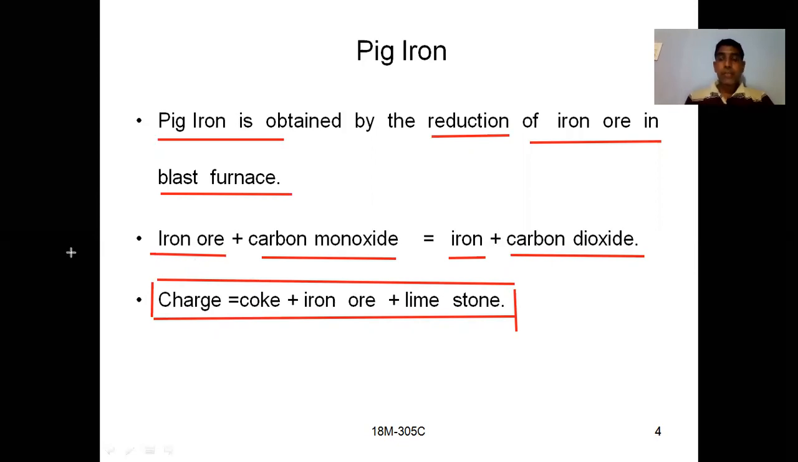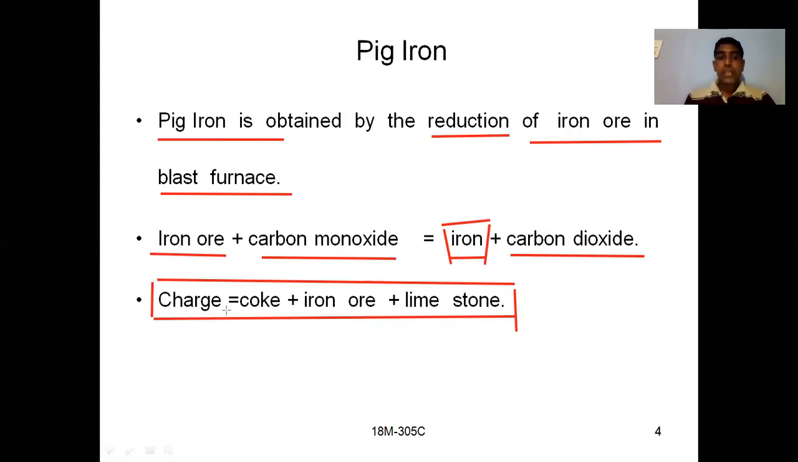So I'm repeating once again what we have discussed in this slide. How are you going to get pig iron in a blast furnace? By the reduction of iron ore in the blast furnace, you are going to get pig iron. And how does the reduction process take place here? You are having iron ore and it reacts with carbon monoxide, then you will get iron plus carbon dioxide. So here you are getting iron.